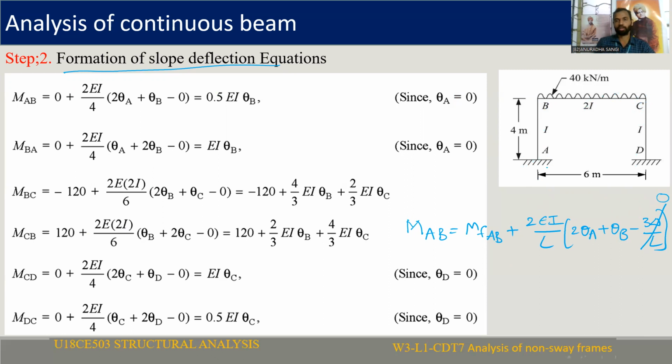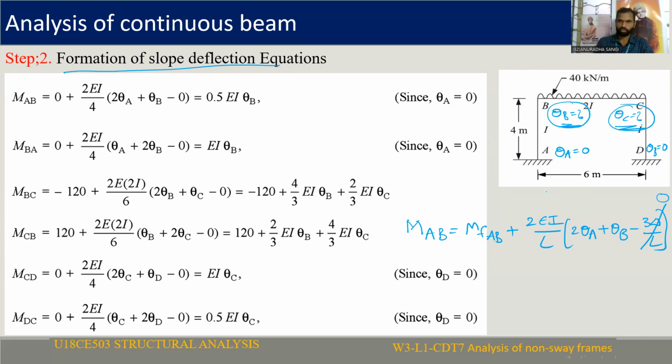Here we observe the unknowns. What are the unknowns we need to identify first? Here theta A is 0 and delta is also 0. Theta D is 0. Why? Because of the fixed support. Theta B is unknown, that we need to calculate first, and theta C is also unknown. After calculation of these two, we can calculate the final moments.